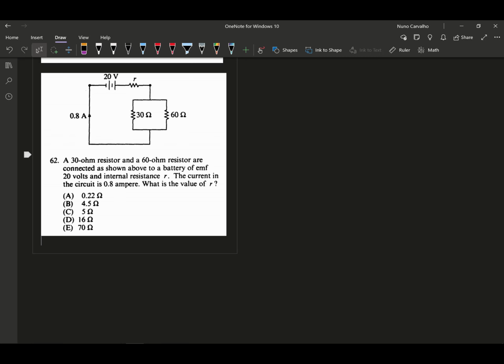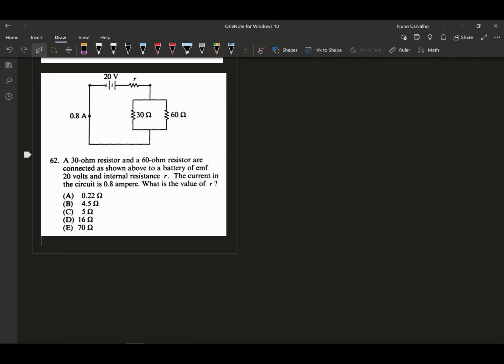Number 62 is a very simple Kirchhoff's rule question. We're told that a 30 ohm resistor and a 60 ohm resistor are connected as shown above. That means they're in parallel. And they have a battery of EMF of 20 volts and internal resistance R. We're given the current, which is 0.8 amperes, and we're asked what is going to be that internal resistance.